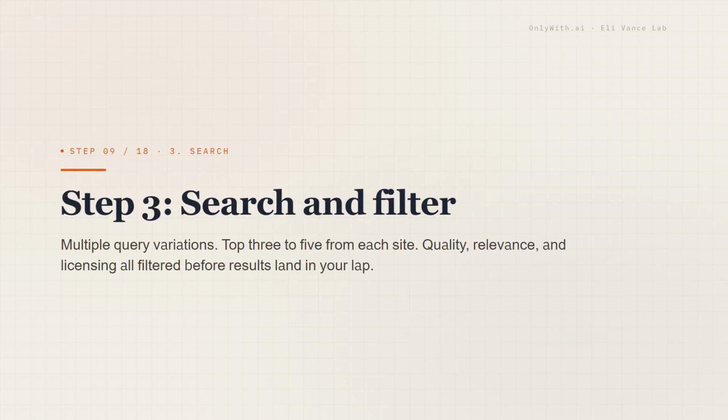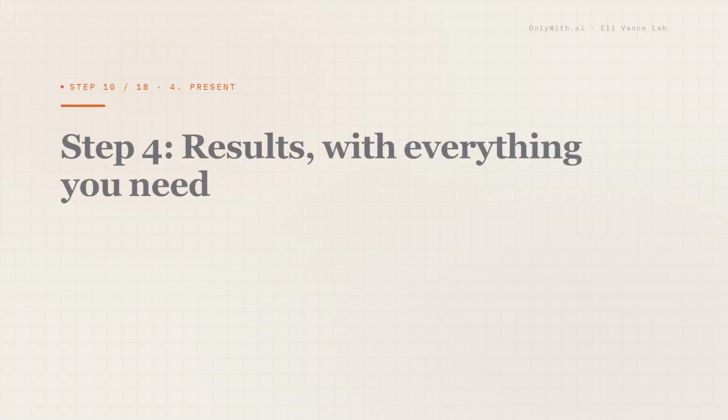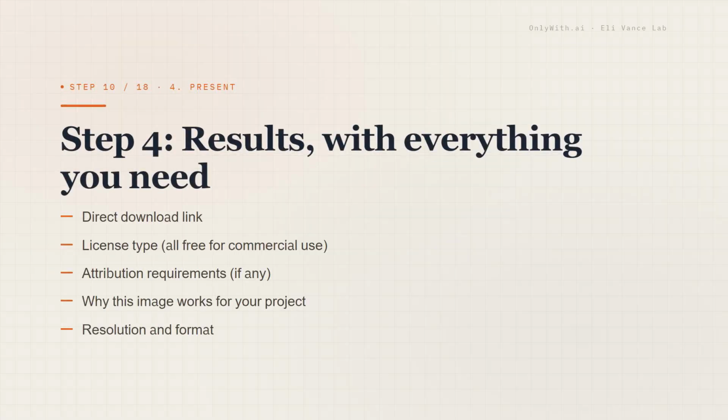Step 3: search and filter. The agent runs multiple variations of your query, checks the top 3 to 5 results from each site, and filters for quality, relevance, and proper licensing. Bad fits get dropped before you ever see them. Step 4: present the results. For every image, you get a direct download link, the license type, attribution requirements, if any, why this image fits your project, and the resolution and format. No clicking through to source pages to figure things out.